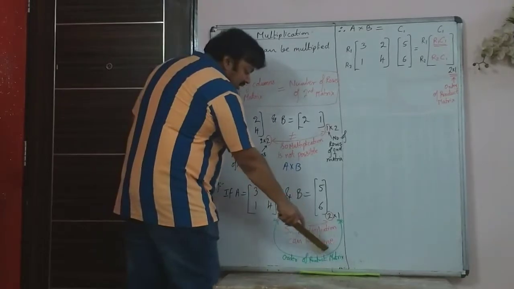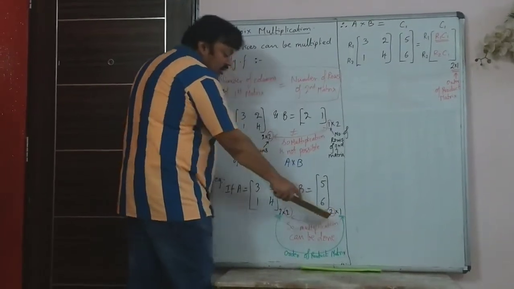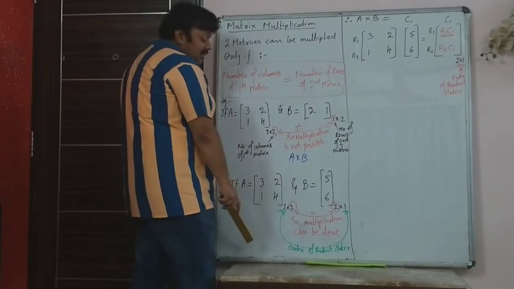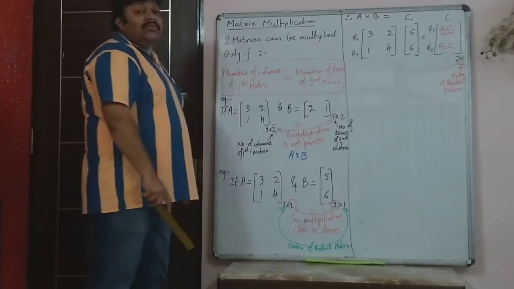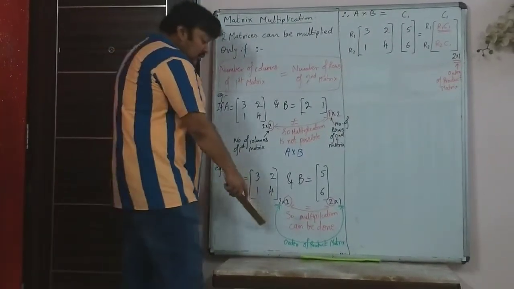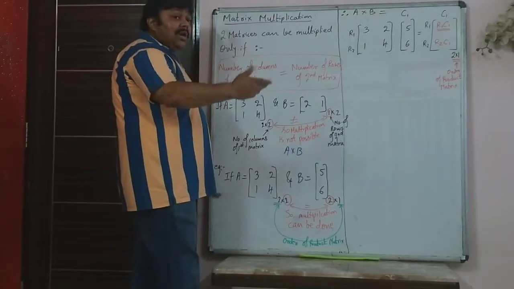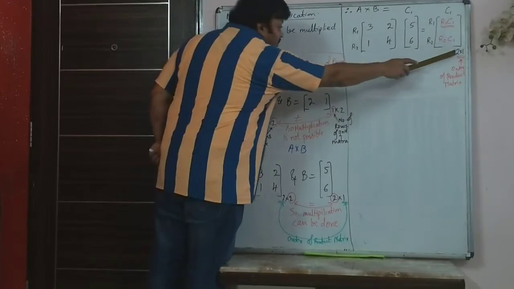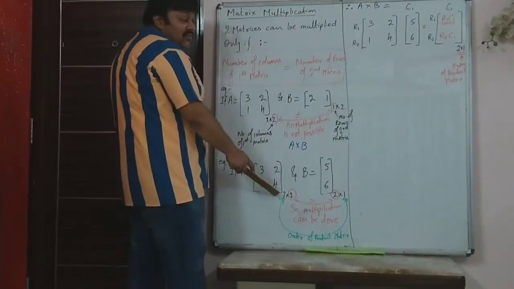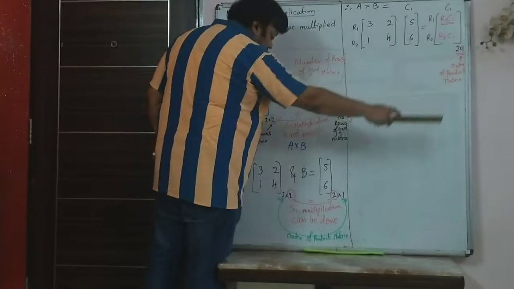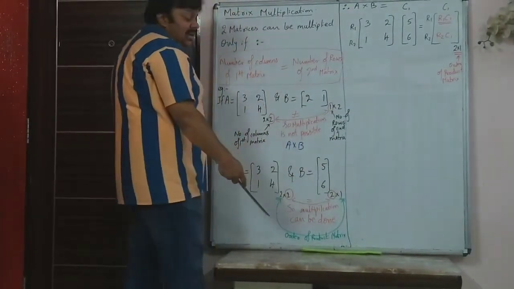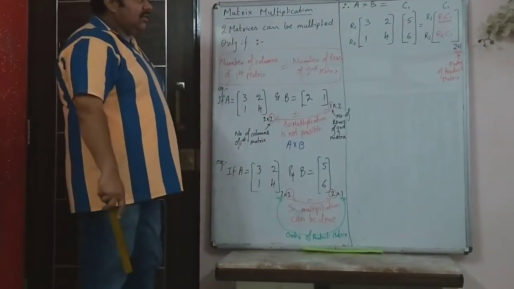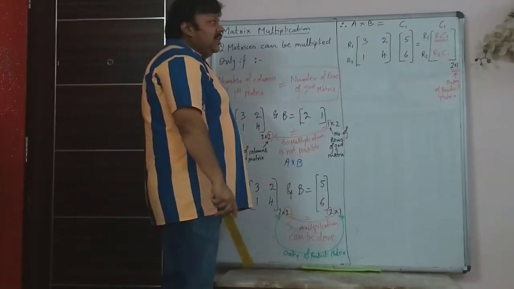The product matrix, the order will be 2 into 1. That means the order of the product matrix is number of rows of first matrix into number of columns of second matrix. So that also you have to know that the product matrix formed by the multiplication of two matrices will have number of rows equal to number of rows of the first matrix and number of columns equal to number of columns of the second matrix. So the outer terms give you the order of the product matrix. So now coming to the actual multiplication.